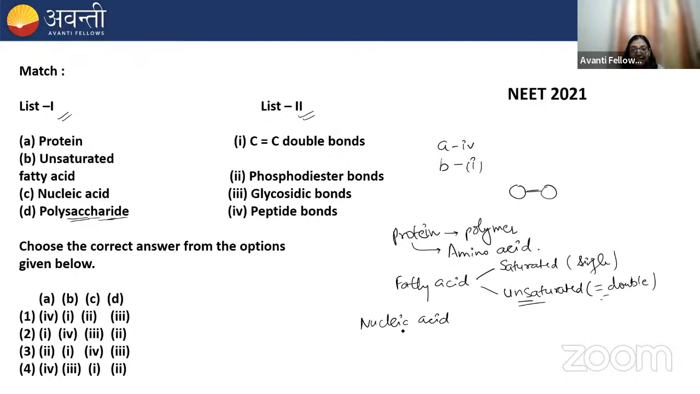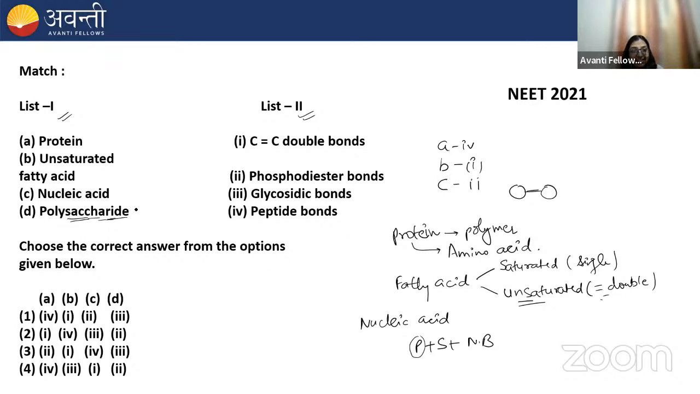C is nucleic acid. We know that the monomeric unit of nucleic acids is nucleotide, and nucleotides consist of phosphate, sugar, and nitrogenous bases. The bond between the phosphate and the sugar is the phosphate ester bond. And the bond which links two nucleotides is a phosphodiester bond. So C matches with phosphodiester bond, so C with 2.